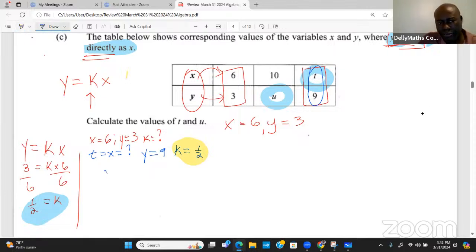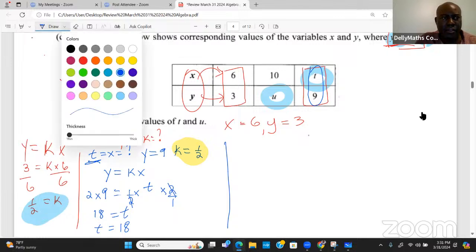You have to go back to the same formula that says y is equal to kx. Y is 9. Let us substitute. 9 is equal to k, which is a half, times x, and x is a t value that I don't know. So in solving for this, I need to find t. I'm going to multiply both sides by 2, so that on my left side, the 2 cancels itself. So 18 is equal to t, or you could say t is equal to 18. So there it is that we have that.